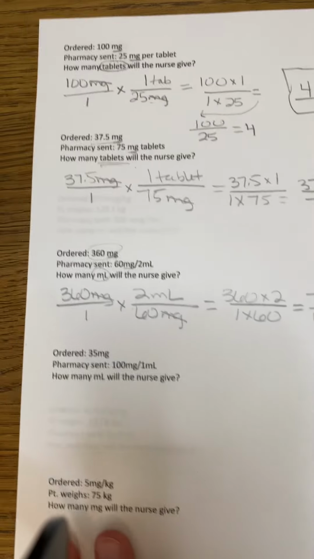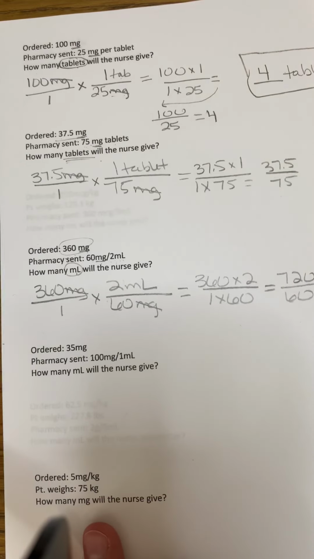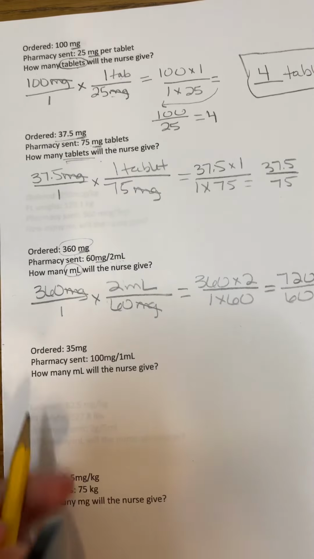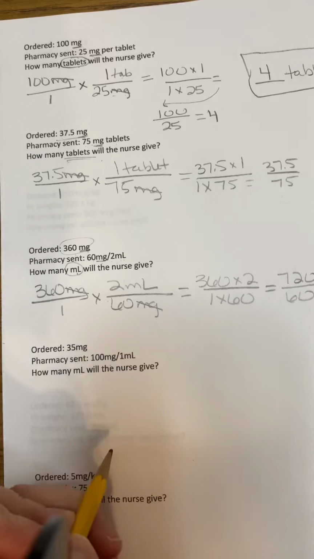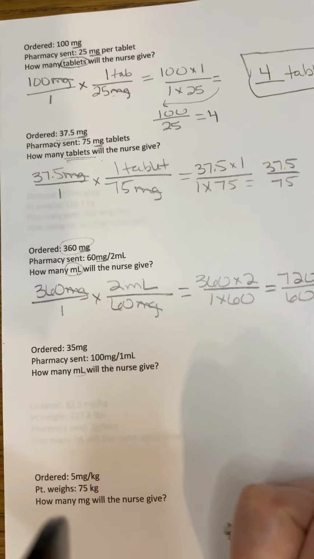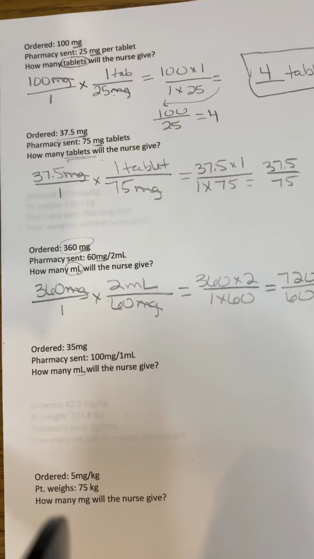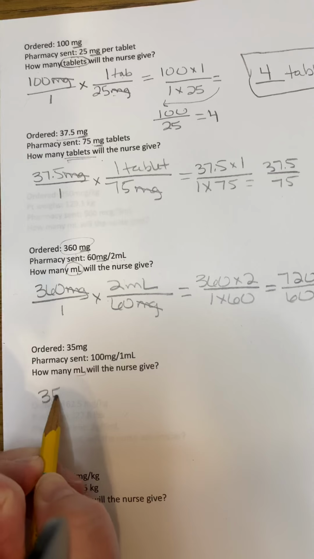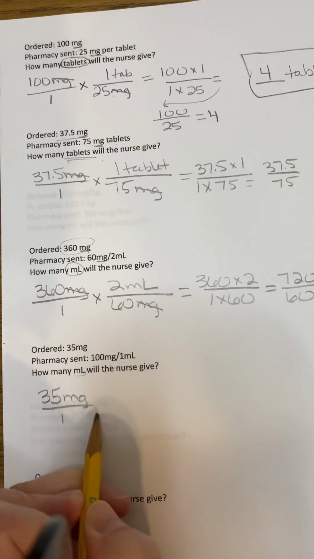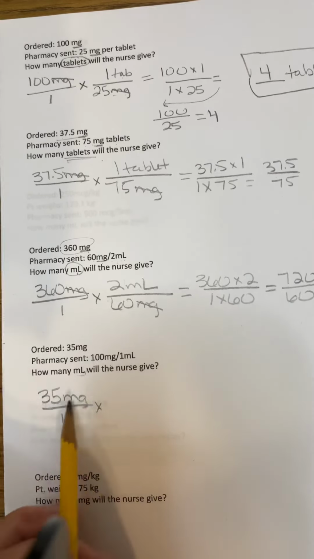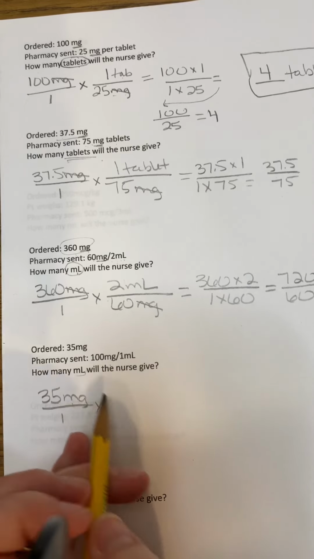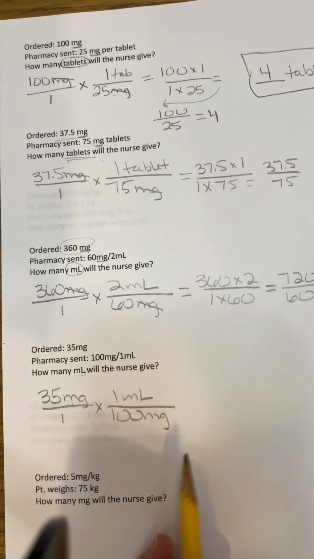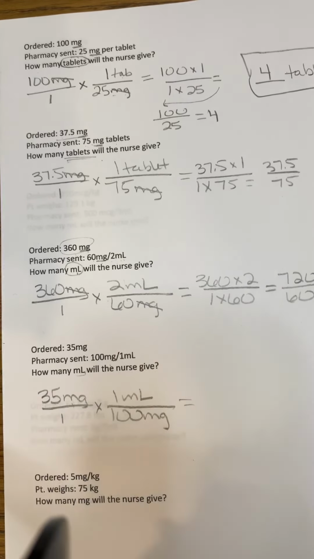All right, next problem. We have an order of 35 milligrams, and the pharmacy sent us 100 milligrams per 1 mil. So again, we have milligrams and milligrams, which matches, and we know that our answer is going to be in mils, so we can put mils over here to remind us, and we can start setting up our problem. So we have 35 milligrams, and that's going to go over 1. And then we have what the pharmacy sent us, and we know we need to get rid of milligrams. So I'm going to put milligrams on the bottom, and I'm going to put 1 mil on top, because that's what the pharmacy sent us, and we're ready to go.